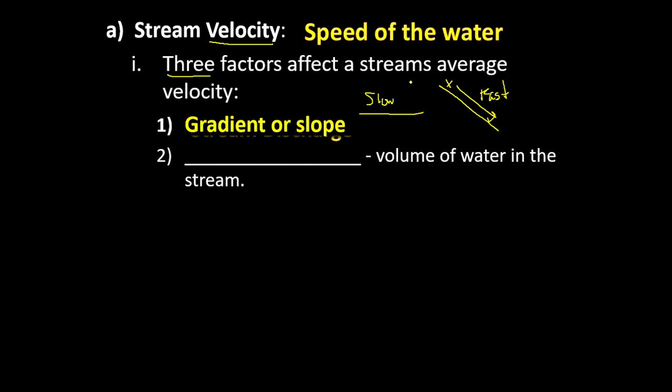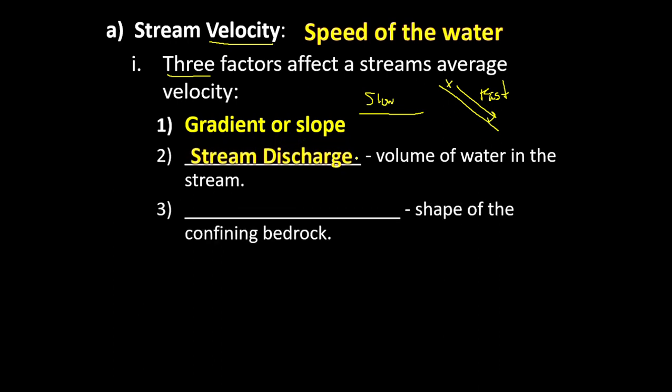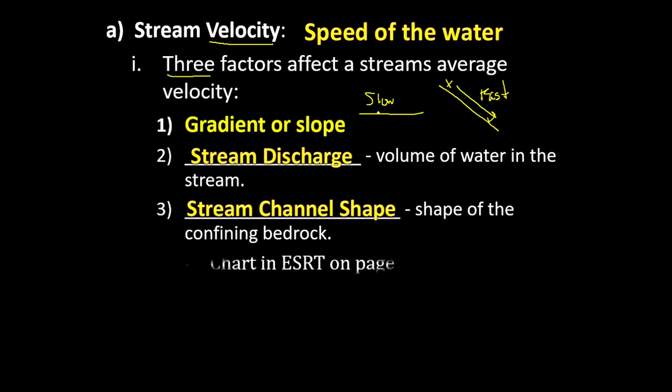Next, we have what is known as stream discharge, and this is going to be the volume of water in the stream itself. So most rivers and streams are going to be able to flow or move faster if there's more water. More water or more discharge is going to push that water forward, causing it to move faster. Right? And then finally, we have what is known as the stream channel shape. Right? Meaning the shape of the actual bedrock.